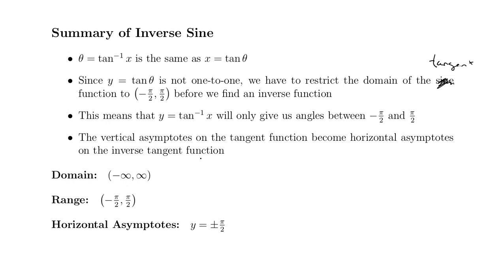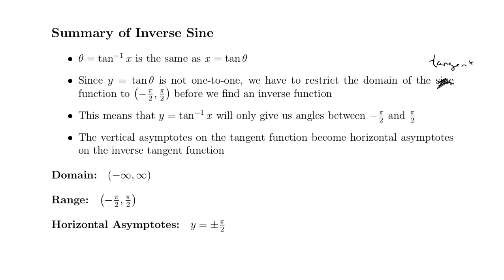The vertical asymptotes on the tangent function become horizontal asymptotes on the inverse tangent function. And notice that the domain now is negative infinity to infinity, because that was the range of our tangent function. Our tangent function went down on one vertical asymptote and up on the other, so we got all the y values. That becomes the domain for our inverse tangent function. And then the range is everything in between negative pi over 2 and pi over 2. And then we also have those horizontal asymptotes.